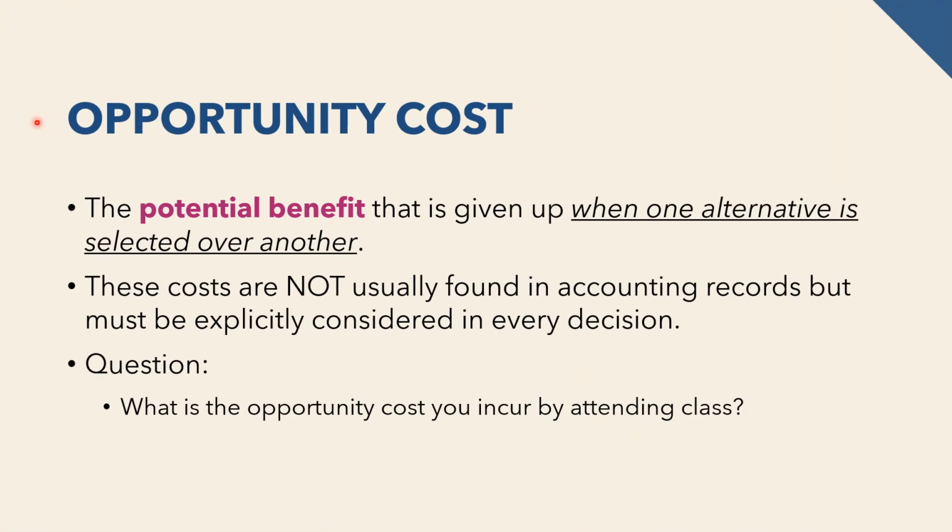Opportunity cost is the potential benefit that is given up when one alternative is selected over another. These costs are not usually found in accounting records but must be explicitly considered in every decision. For example, you can think, what is the opportunity cost you incurred by attending a class such as this class?